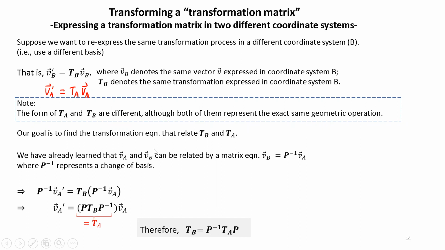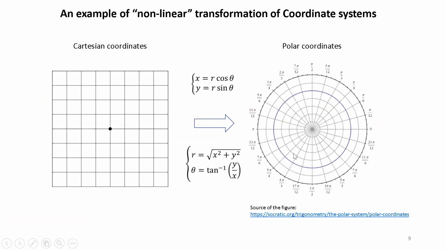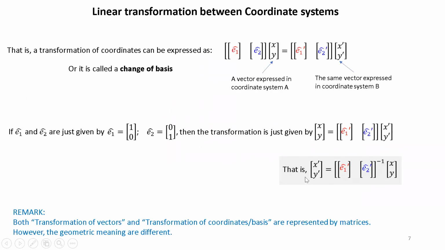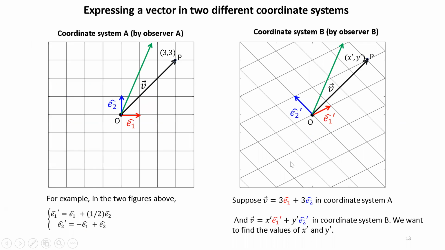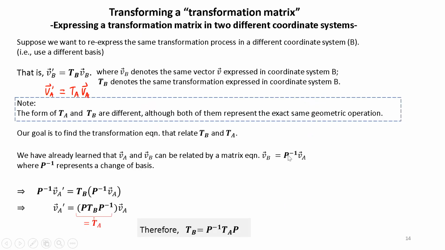A few slides earlier, we have already learned that this VA and this VB can be related by this matrix equation. So VB equals P inverse A, which is in this slide here. I'm using this formula here. So VB equals P inverse VA, and this P inverse represents the change of basis.